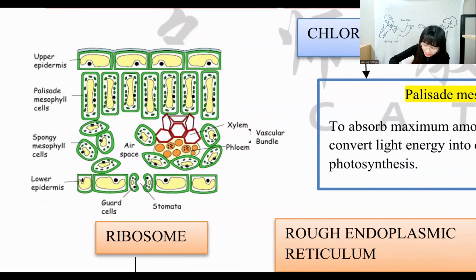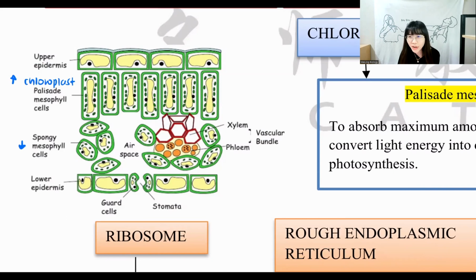So palisade mesophyll cell has a lot of chloroplasts. Spongy mesophyll cell also has chloroplasts, but fewer. Based on this diagram, do you think there is any other cell with chloroplasts as well? Besides palisade mesophyll cell and spongy mesophyll cell, which part in this diagram has chloroplasts? What do you think?